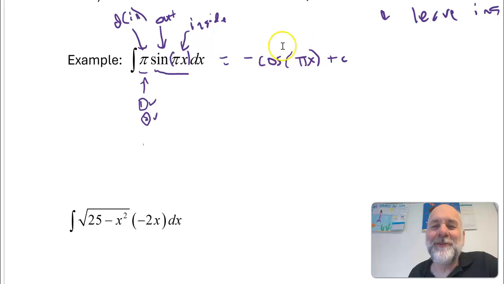Check my answer. Do the derivative of this. Derivative of negative cosine is positive sine. Leave the inside alone. There's the pi x. Times the derivative of the inside, because of chain rule. That's where the pi came from. Done.